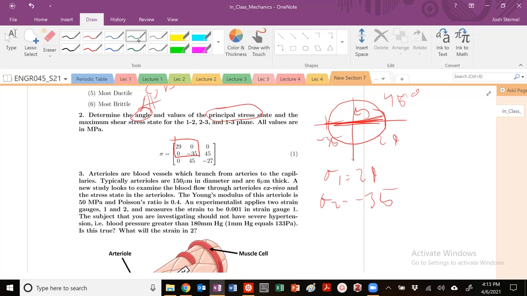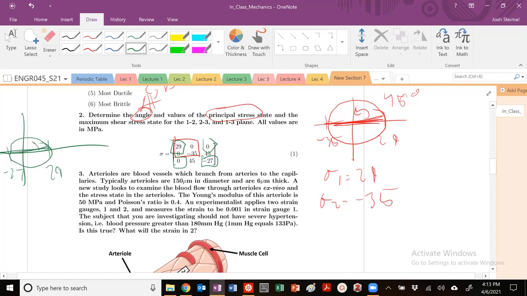Let's look at the 1, 3 plane. So 29, minus 27, 0, 0, very similar. So again, we are in our principal stress state. So minus 27, 29. We're in the principal stress state. To get to the maximum shear, it's going to be a 45-degree rotation. And again, the maximum shear value would be 29 plus 27 divided by 2, again the radius of that circle. What about the harder one?